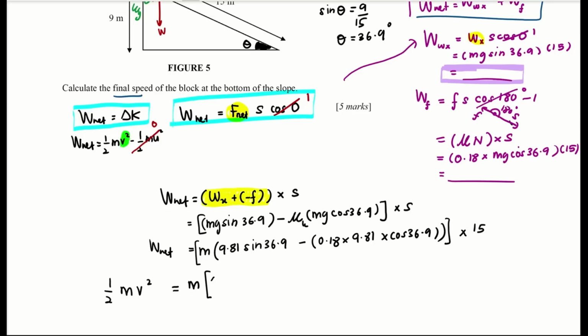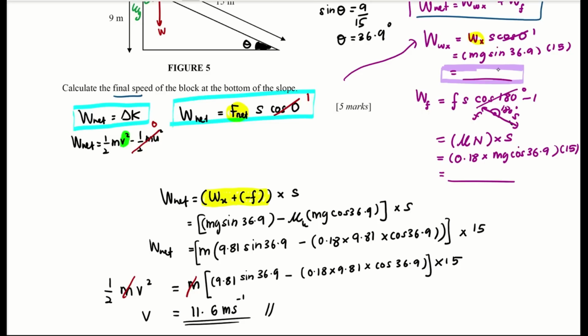So nanti dia akan jadi M, so this one is 9.81 sin 36.9, okay, and then minus 0.18 times 9.81 times cos 36.9. Okay. So, and then times 15. Okay. M tu nampak tak? Kita boleh cancel out. Finally, kita bolehlah kira kita punya V. So, akhirnya, V is equal to 11.6 meter per second. So, this is the answer.